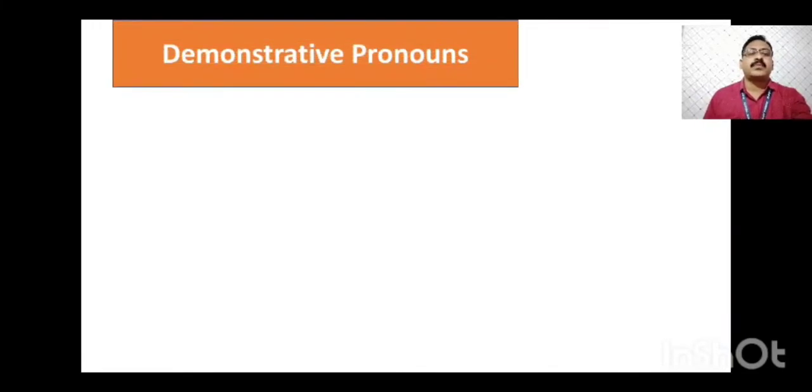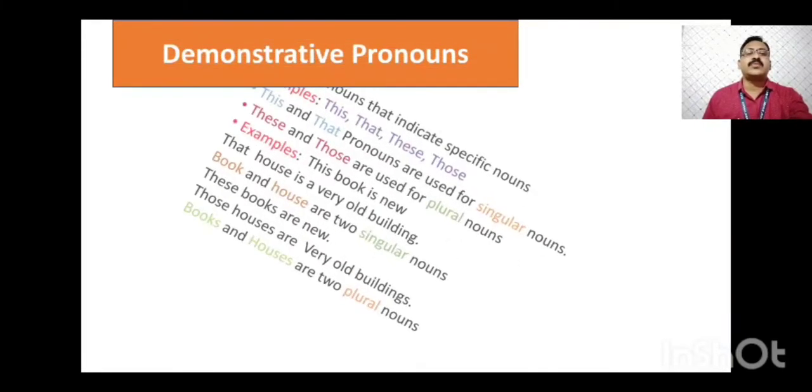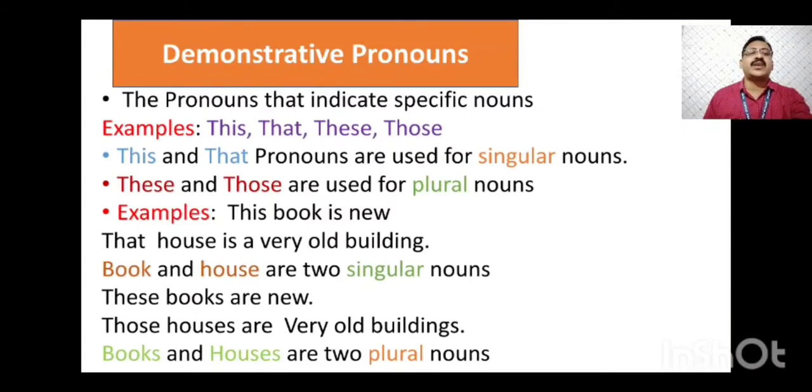Demonstrative pronoun. What is demonstrative pronoun? The pronoun that indicates a specific noun. Example: this, that, these, those. Or the word which indicates something, which points out something. In English it is called demonstrative pronoun. This and that are used for singular nouns. These and those are used for plural nouns.